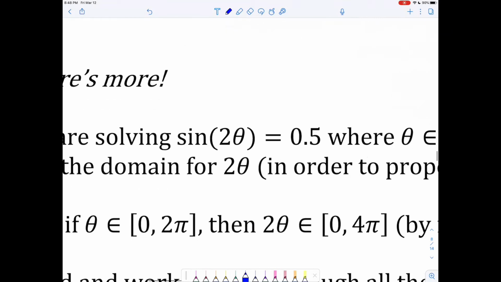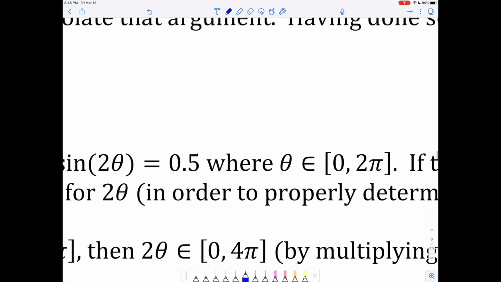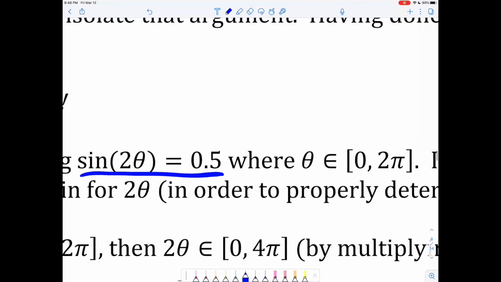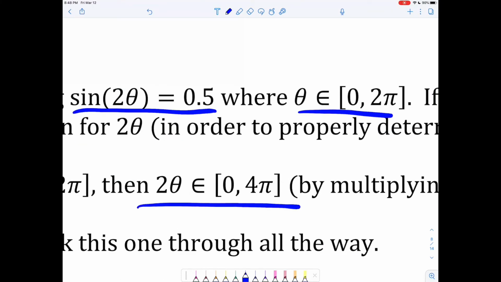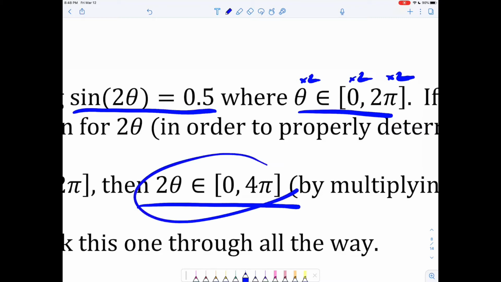Now suppose we're solving this on a particular domain. So we're solving this equation, sine of 2 theta is 0.5, but theta goes from 0 to 2 pi. When we isolate this argument and we find all of its coterminal angles that are within the domain, we do have to note that if theta goes from 0 to 2 pi, then 2 theta will go from 0 to 4 pi. How do we get that? Multiply this by 2, multiply this by 2, multiply this by 2. And that is the new domain.